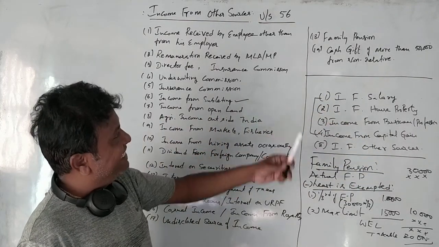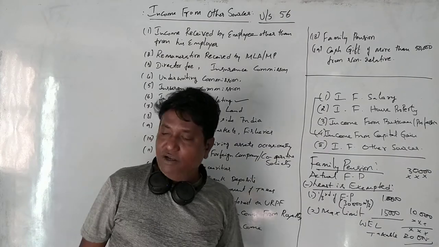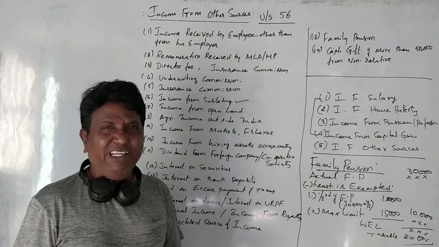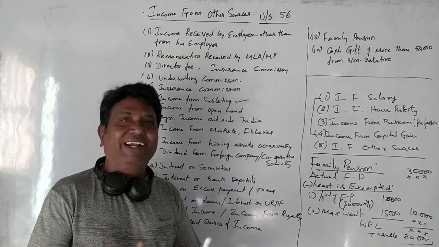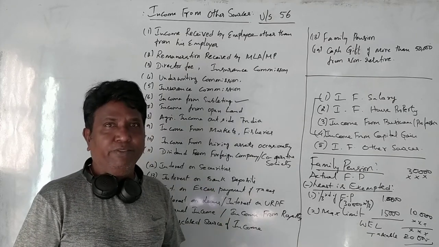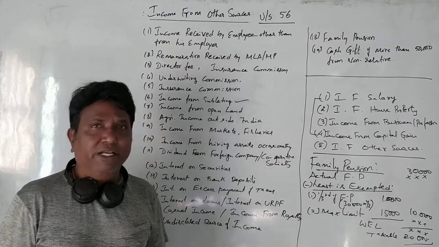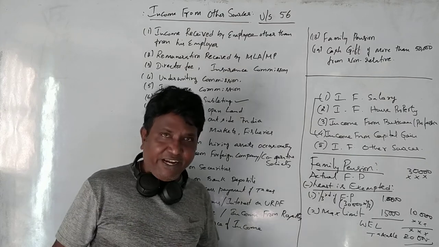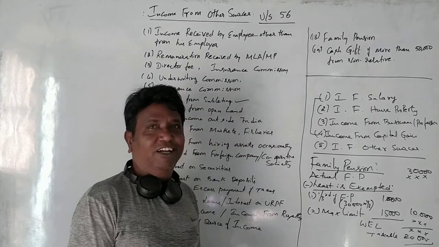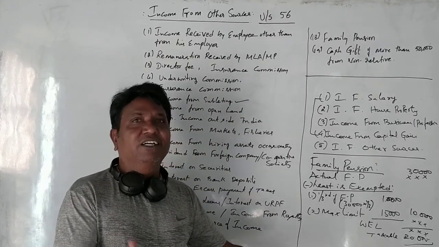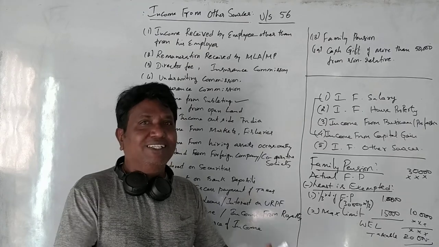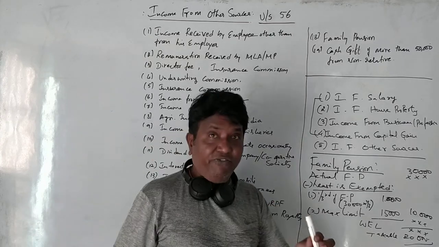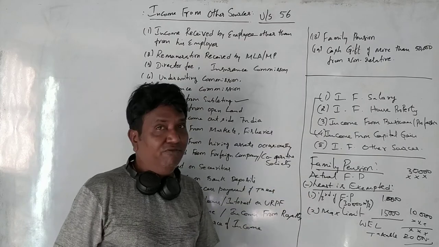Okay, next is cash gift of more than 50,000 from a non-relative. What is this? Who is a non-relative? A non-relative means who is not your blood relative. It may be a friend, a colleague, a peer, a neighbor, okay? Friend may be a girlfriend, a boyfriend, a best friend, a thick friend, whatever the friend it is. And also neighbors and peers, and even colleagues. If you are receiving any gift from a non-relative, if it is more than 50,000, full gift value is taxable under the head income from other sources.